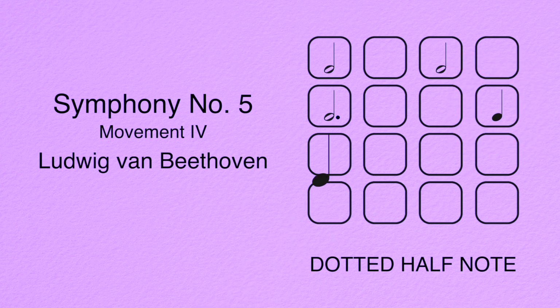Next line's easy. 4 notes, 1 beat each. These are all quarter notes. Then, our final line. The first note lasted for 3 beats, so this again is a dotted half note. And our final beat had silence, so that's a quarter rest.